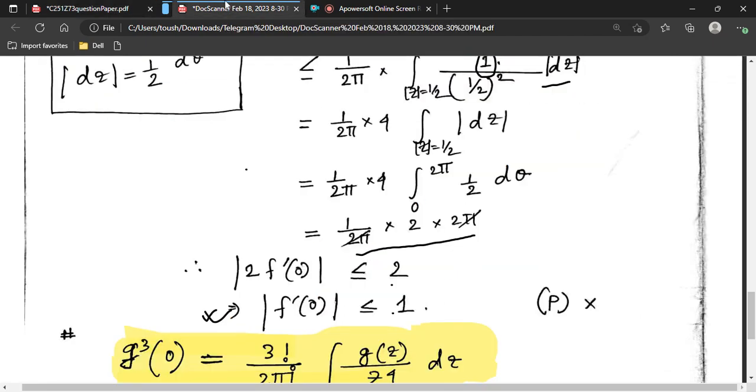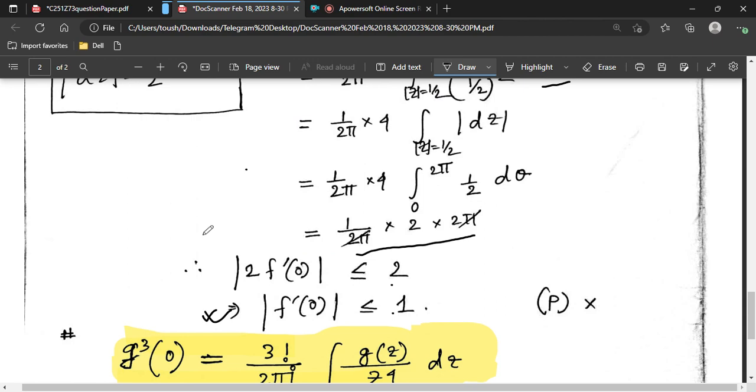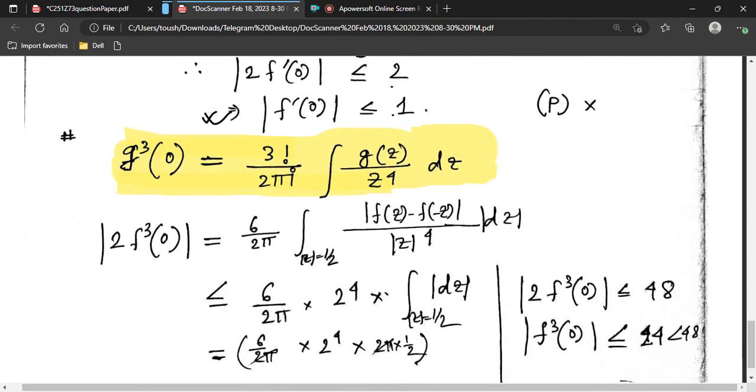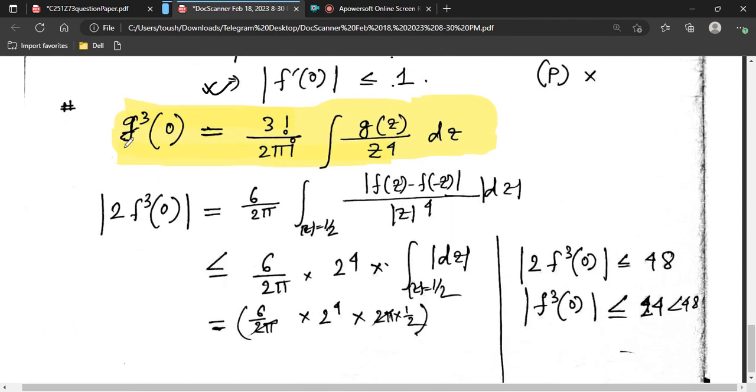We will do the same thing for statement Q. I hope you can do it by yourself now. Pause the video and try Q by yourself. Okay, now let me show you how we will do it.